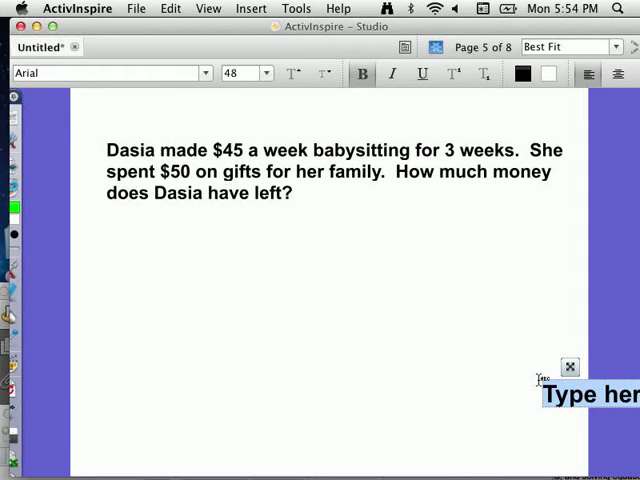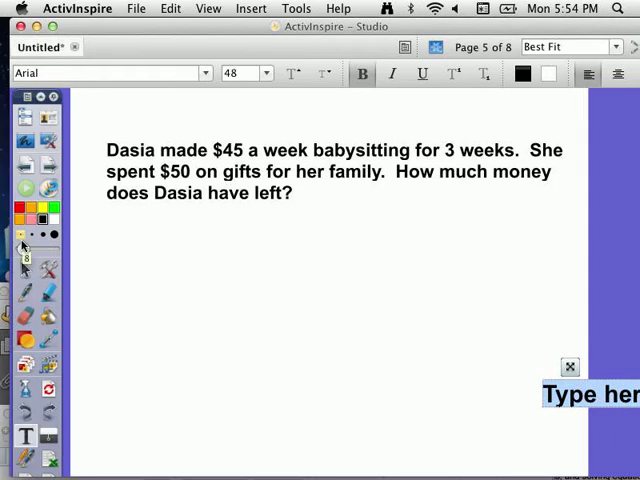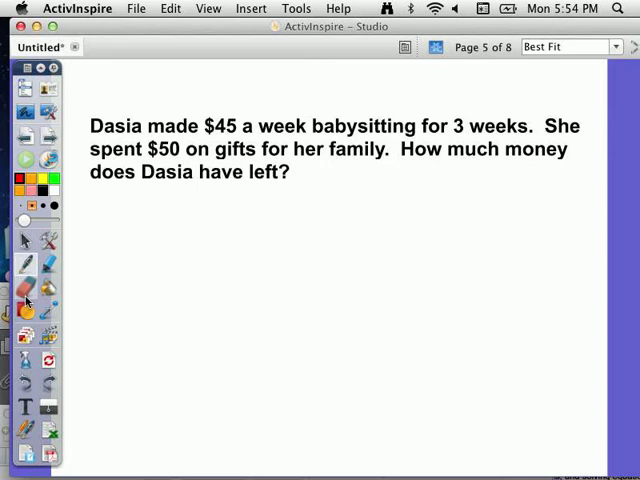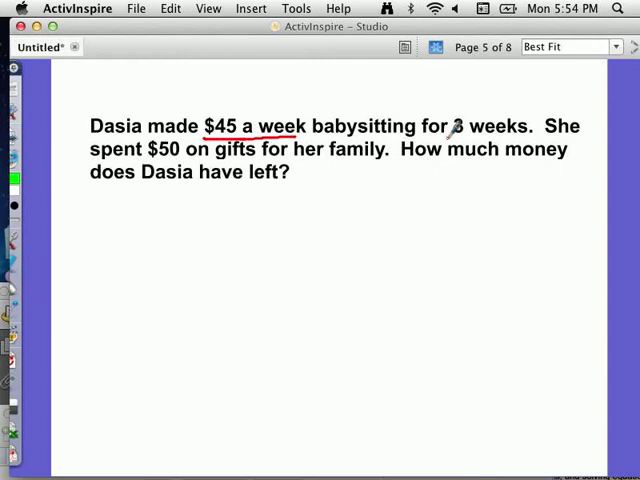So can I go ahead and give this a shot? Sure can. So just reading this word problem, I have some very important information. First and foremost, I know that Deja is making $45 a week, and she works for 3 weeks. We also know from this problem that she spent $50 on gifts for her family. And we also want to know how much money does Deja have left? Yes, and we need to make sure we understand the question that we are to answer.